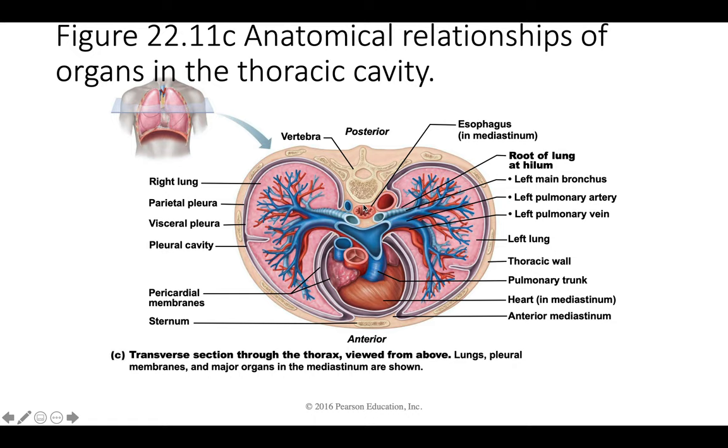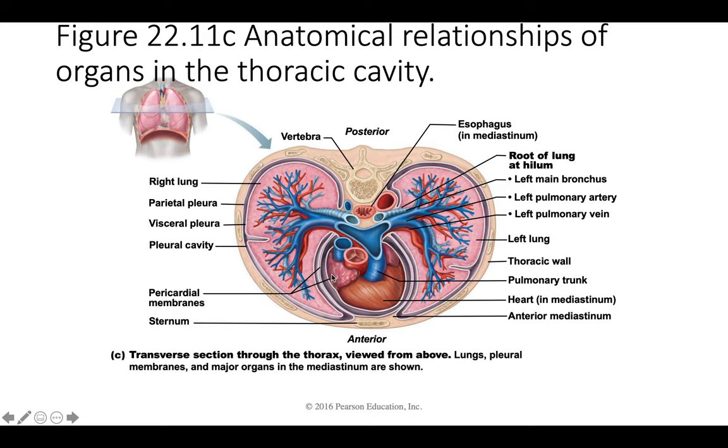Aside from that, what else? We can see the esophagus over here. And over here, we have the pulmonary trunk. All right, the pulmonary trunk leads to these pulmonary capillaries, which are found over here. And what else can we look at? So yeah, you have your heart over here. This is the membrane that surrounds the heart, the pericardial membrane. And this region over here is what we refer to as the mediastinum. Okay, so this is within the mediastinum over here.